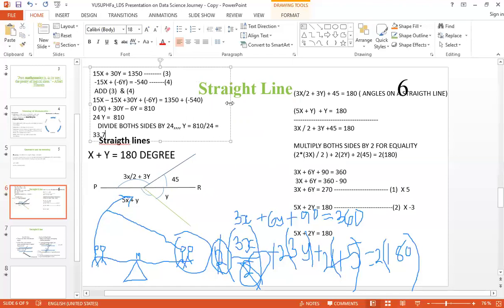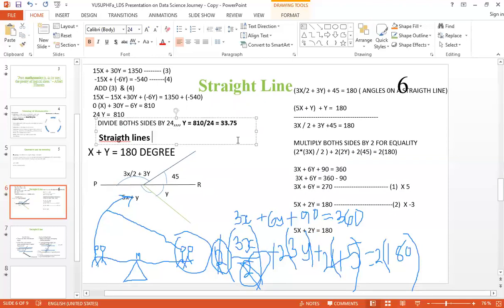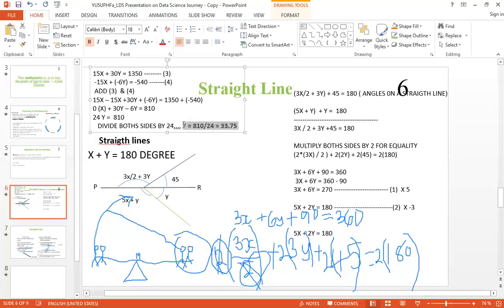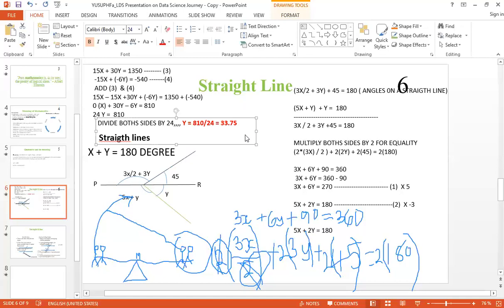$33.75. Okay, that's your y. This is the value of y. That's the answer to y. The moment you are able to get one, then you have gotten the other one. The only thing you just need to do to get the other one is make a substitution.